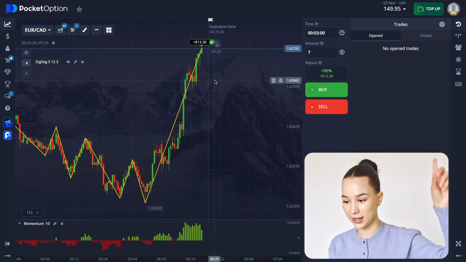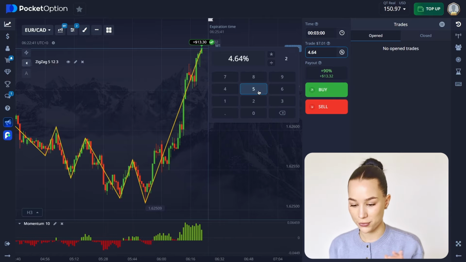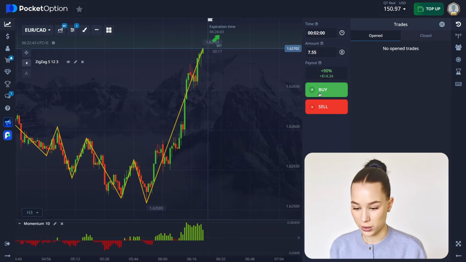Okay, select a little bit again. In 1 second, we close this trade in the plus. Perfect, guys. So that's why it's better to follow the trend, guys, and not go against that.